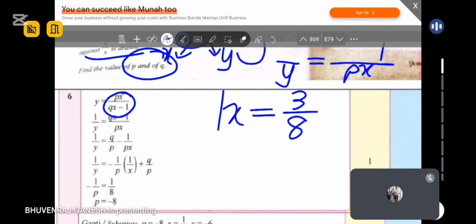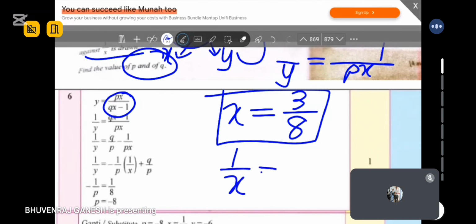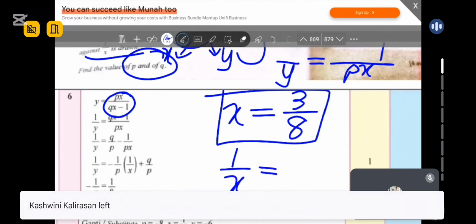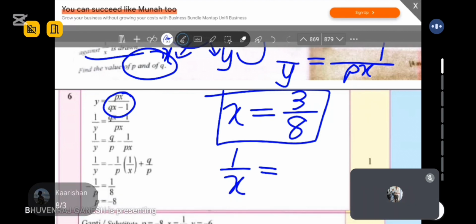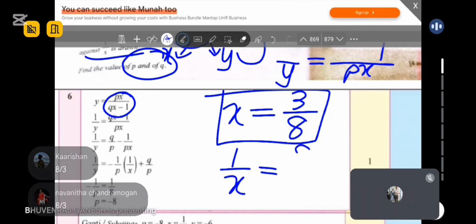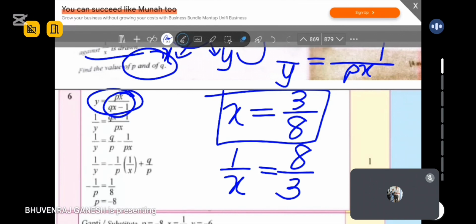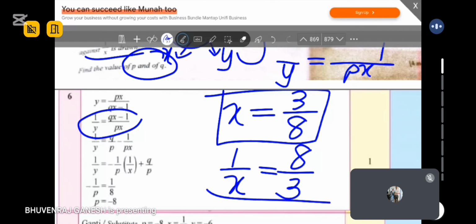Say I give you this information. So guys, what is 1 over x? What is the answer? Tell me. 1 over x equal to what? Yes, same concept, guys. Can you see? y equal to px over qx minus 1, so 1 over y equal to qx minus 1 over px. Same format. Simple, right? Do you understand now?